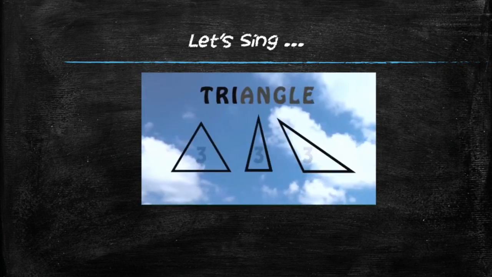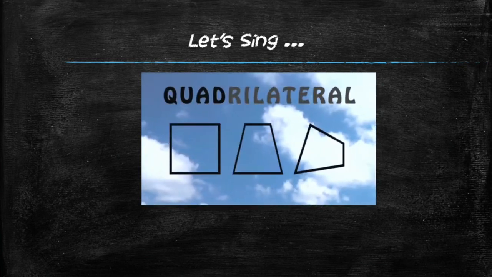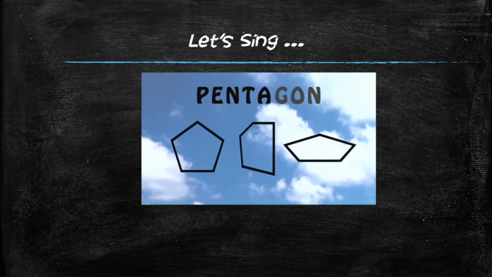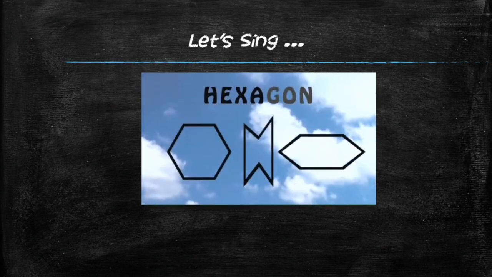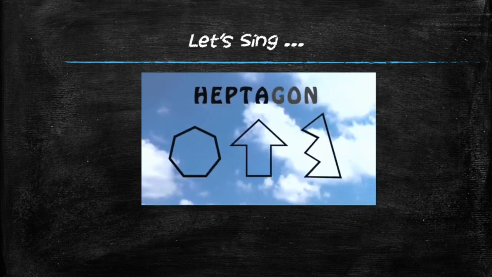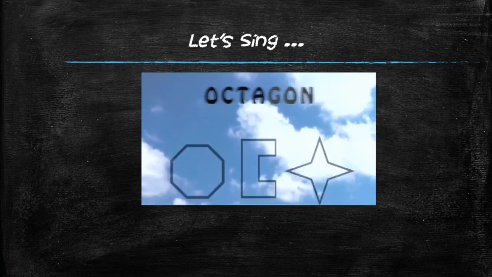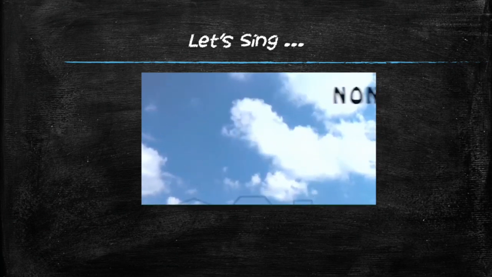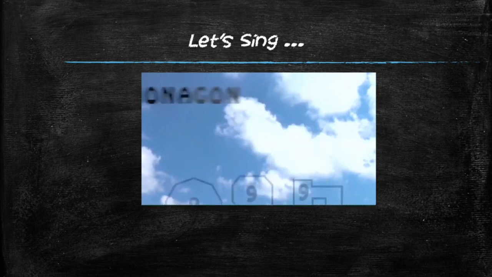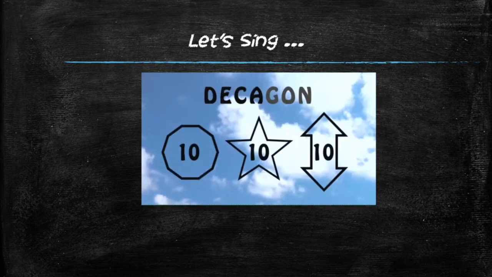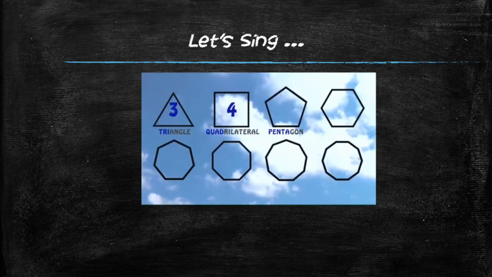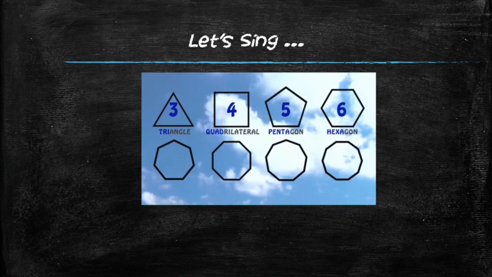Tri means 3, quad means 4, penta means 5, and hexa means 6. Hepta means 7, octa means 8, nona means 9, and deca means 10.